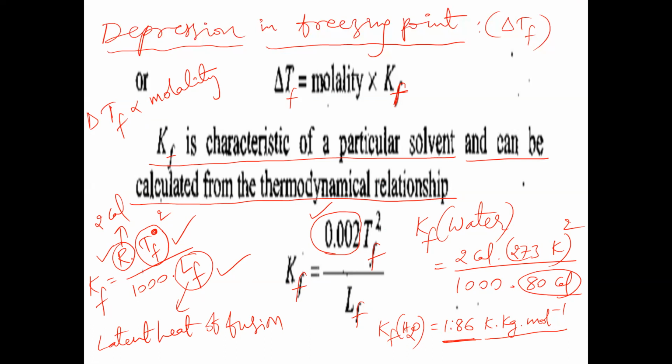In numerical problems, if they mention an aqueous solution, the solvent must be water. For water, what is the KF value? 1.86. This value for water is not given in the problems. In most of the problems, this KF value is not given. So we have to remember 1.86 Kelvin kg mole inverse as the KF value for water. So this is how we calculate the KF value of a given solvent.